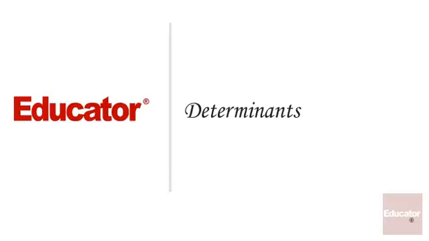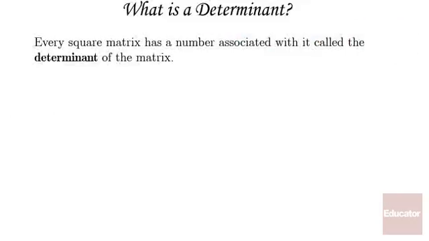In today's lesson, we're going to cover determinants. Determinants are associated with matrices, and they're useful because they can help you solve problems such as systems of equations. First of all, defining a determinant. What is a determinant? Every square matrix has a number associated with it called the determinant of the matrix. Notice that this is limited to square matrices, matrices with the same number of rows and columns.